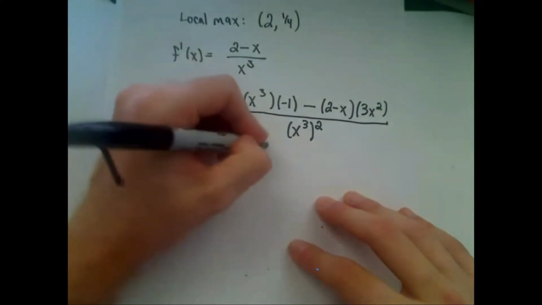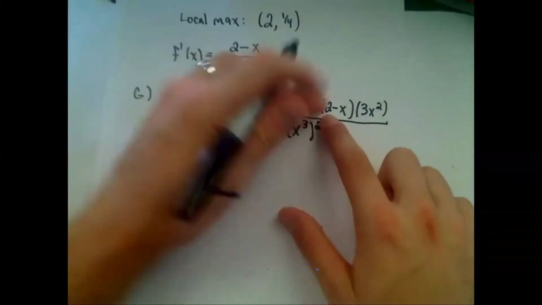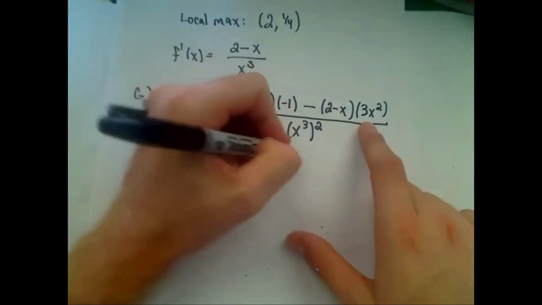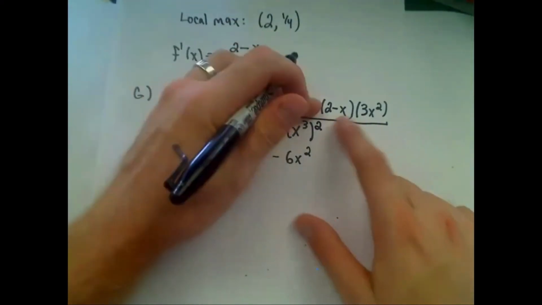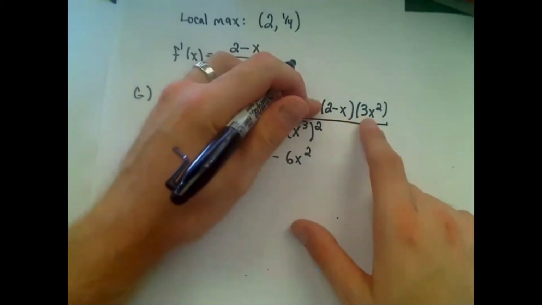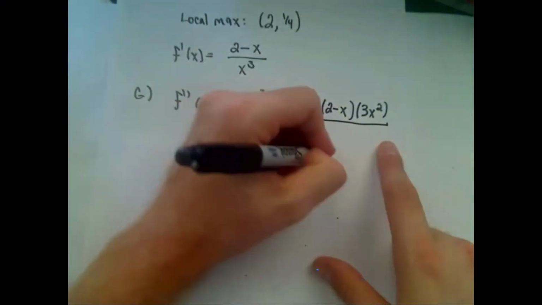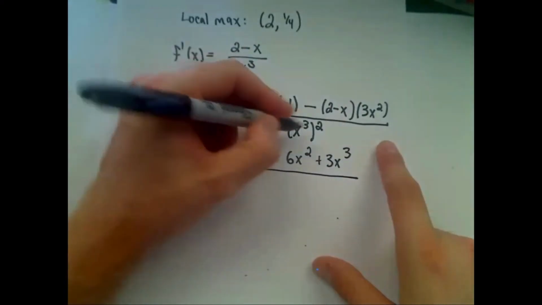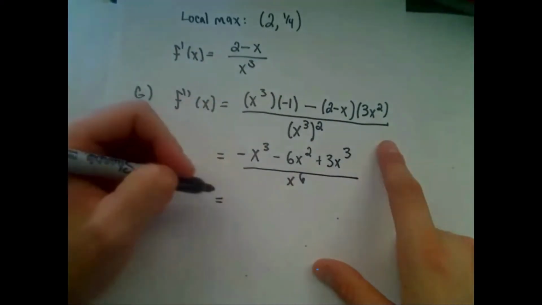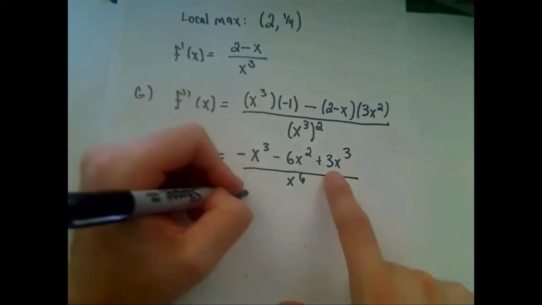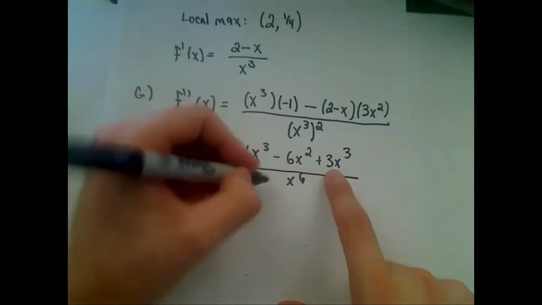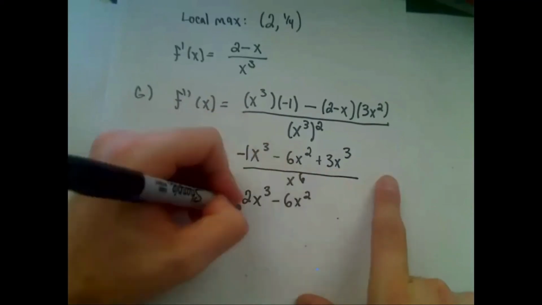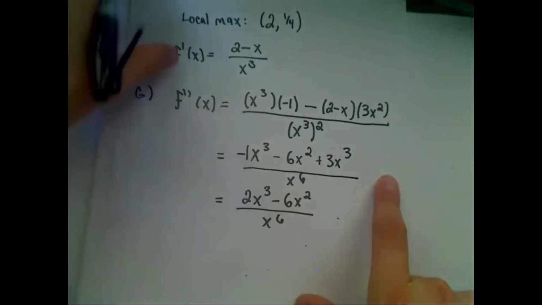So the top, it looks like you get negative x cubed. Again, if you FOIL out, you'll get 2 times 3x squared, which is going to give you 6x squared, but the negative is going to make it, well, negative 6x squared. If you distribute the negative x, you'll get negative 3x cubed, but then it'll become a positive 3x cubed. In the denominator, x cubed squared will give us x to the 6. You just multiply. Combine your like terms. It looks like we've got negative 1x cubed, positive 3x cubed. That's going to give us 2x cubed minus 6x squared over x to the 6.